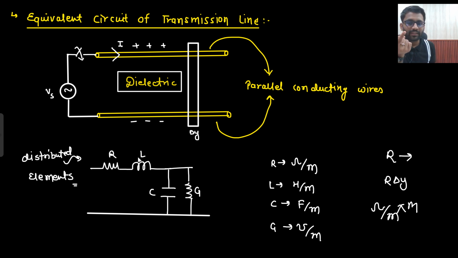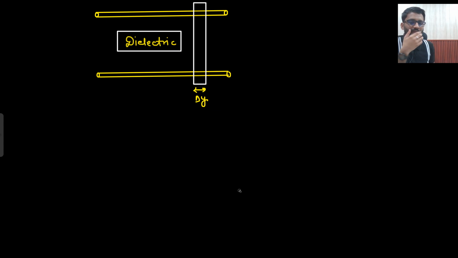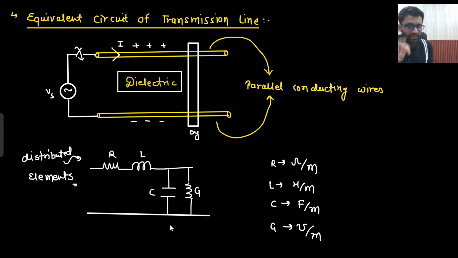What will be my total inductance? L into delta y. What will be my total capacitance? C into delta y. And what will be my total conductance? That will be G into delta y. Is that clear to you? So same thing we are going to do. We are taking a small portion delta y on the transmission line. Now I am making the equivalent of this small portion. Here I made the equivalent of the complete transmission line, R, L, G, C.